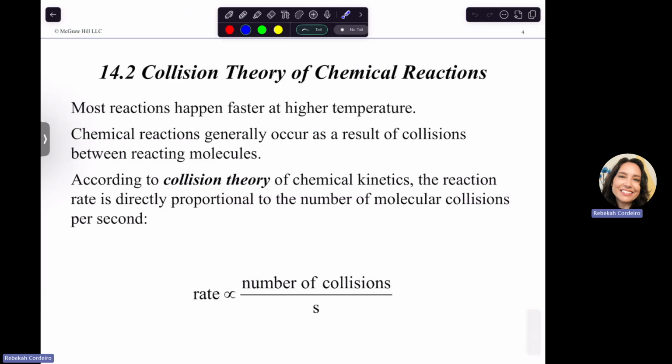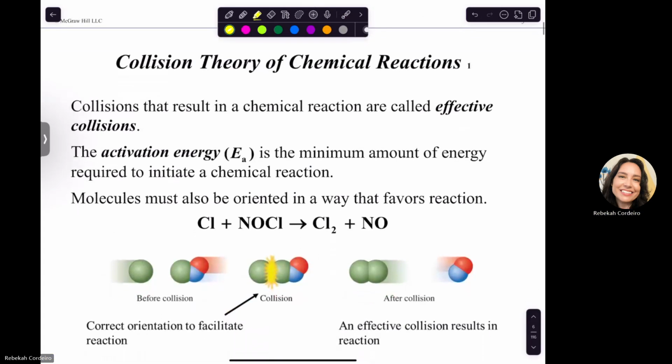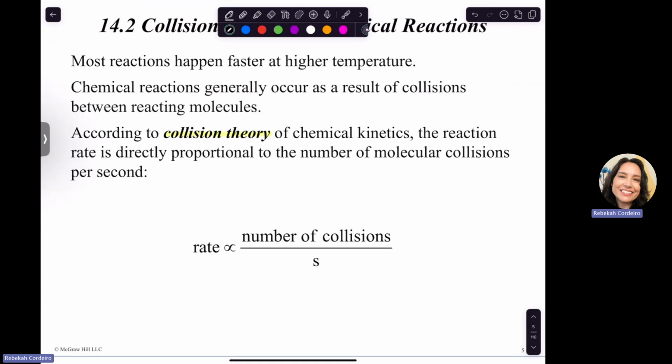So collision theory is basically that a reaction only occurs when we meet a couple of requirements. I'm just going to explain them, because I think the textbook doesn't do a good job of breaking this down. First, collisions have to happen. Collisions are effective when they are at high enough temperature, or high enough energy, right?